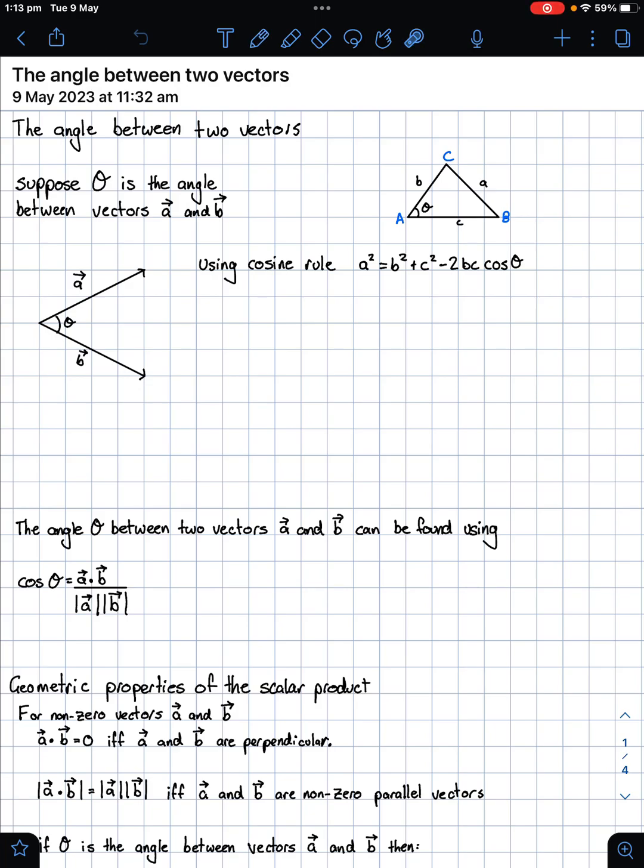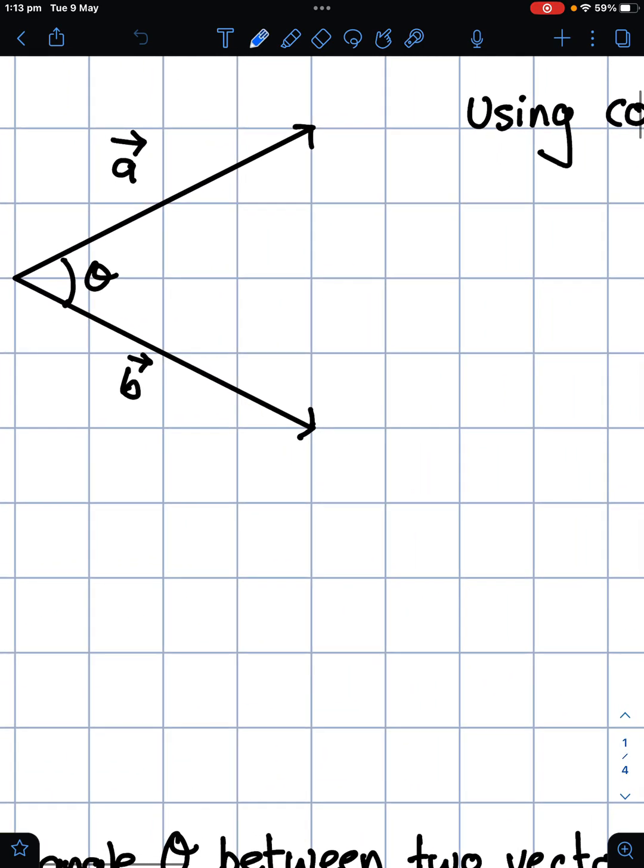So, trying to find the angle between two vectors, if we put the two vectors together and put theta in the middle, we'll say suppose theta is the angle between vector A and B. If we were going to put another vector in here to consider the vector between these two points, we would go negative B plus A, or we would go negative A plus B.